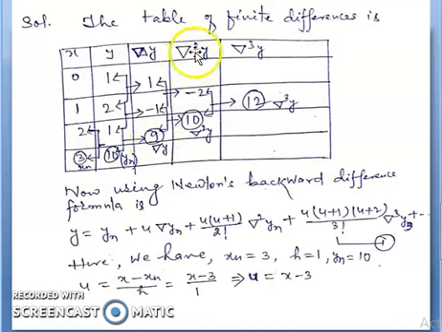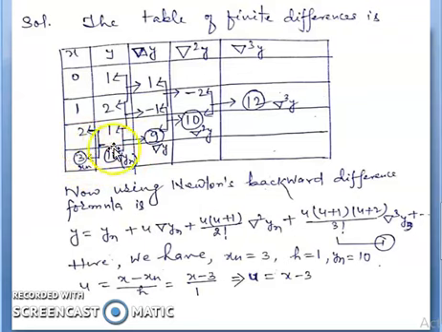The process is repeated for del square y. Minus 1 minus 1, that is minus 2. 9 minus minus 1, minus becomes plus, it becomes 10. Now del cube y. 10 minus minus 2, that is 12. So this is del cube y.